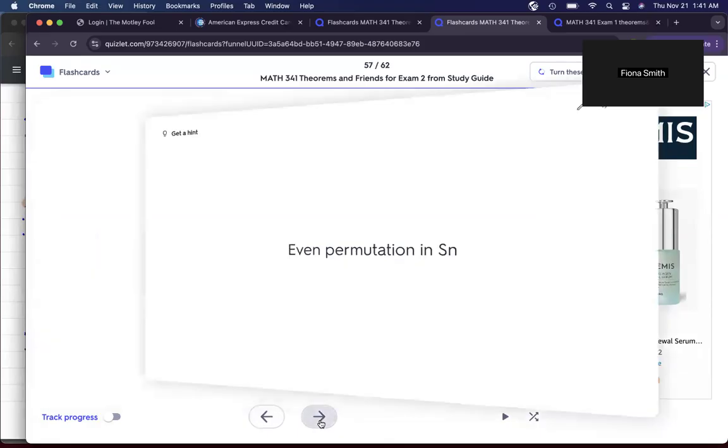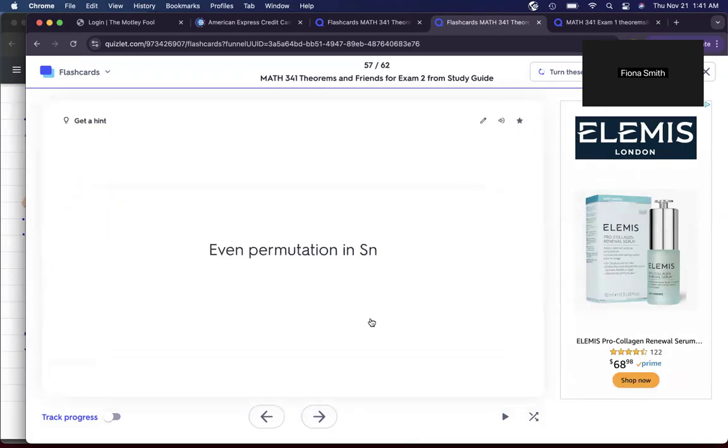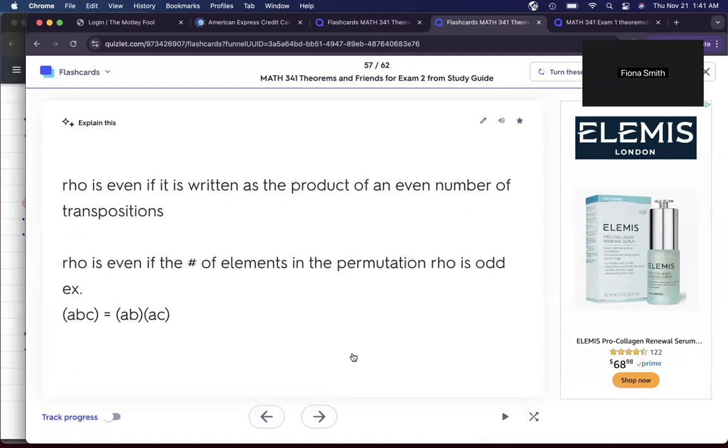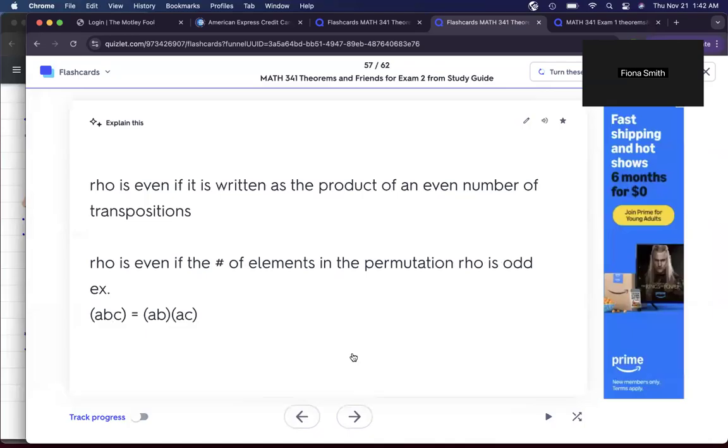So like 2-cycles. This is new. An even permutation in Sn is one that's written as an even number of transpositions. Also, a quick way to see that without having to write out all the transpositions: you know that a permutation is even if the number of elements in the cycle is odd. So for (a b c), since there are 3 elements, A, B, and C, it just works out every time that an odd number of elements gives you an even number of transpositions.